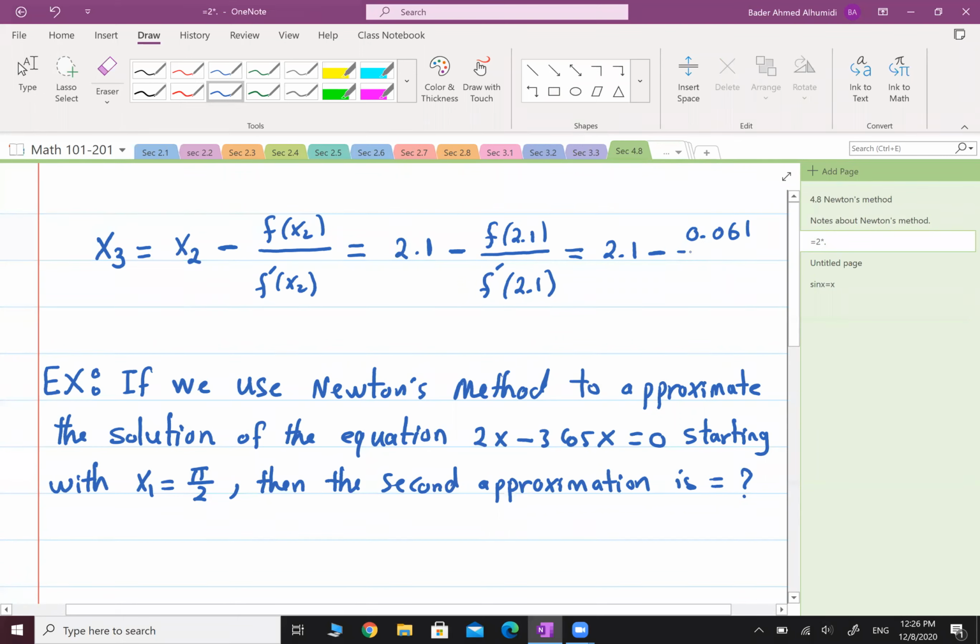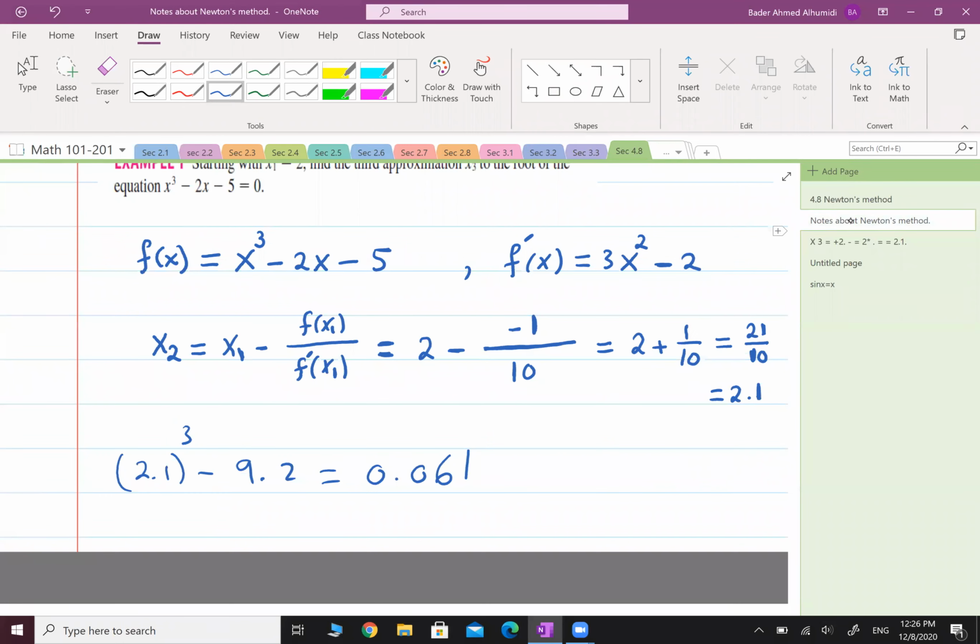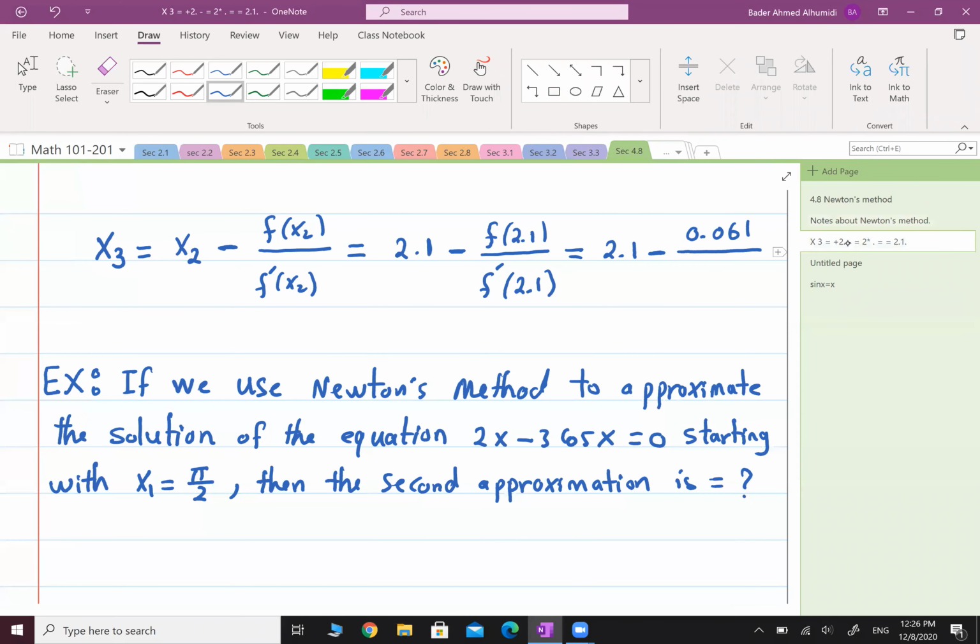0.061. Okay, now you substitute in the derivative by 2.1. What do you get? You just evaluate 3 times 2.1 squared minus 2. Yes? 11.23. Anybody can confirm this answer? Yes, Doctor. That's right. Okay, excellent. Now let us divide. Calculate this one: 2.1 minus 0.061 over 11.23. What is the answer? Final answer.